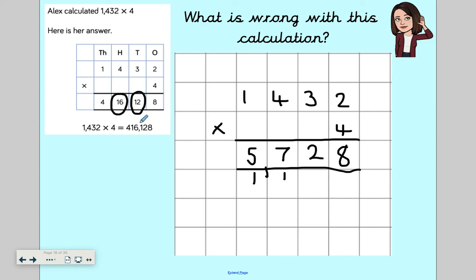So we've got 5,728. So Alex's mistake is that she put 2 numbers in one column, and that's why she's got such a bigger number than we have. She forgot to carry her numbers. Okay? I'm sure as year 5 we'd be able to do that nice and easy.